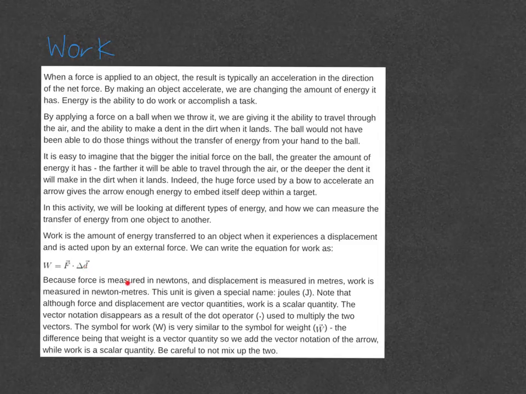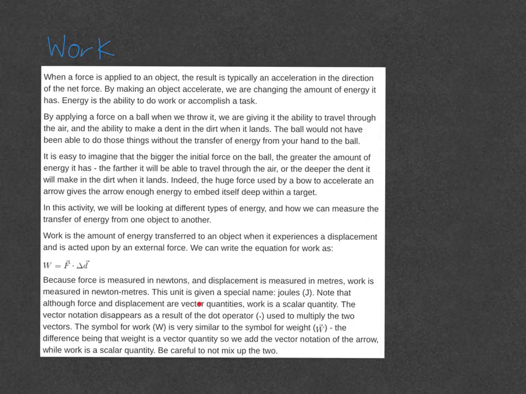So work is measured in newton meters, and that is joules, just like we saw in our last lesson. Newton meters is joules, which makes sense because we know that energy is the ability to do work. So work and energy will have the same unit. I like to actually think of work as energy being transferred from one object to another.